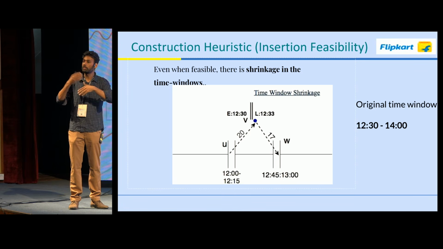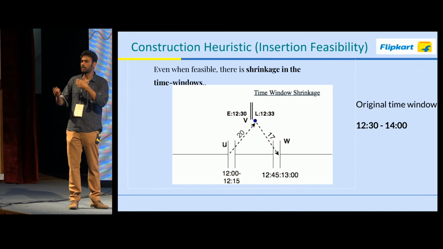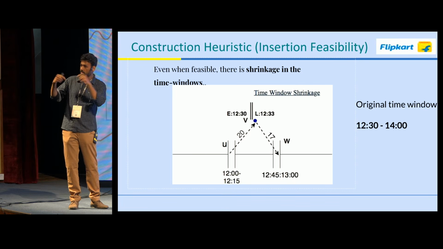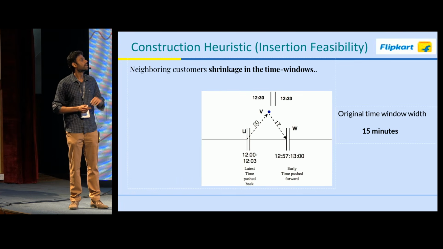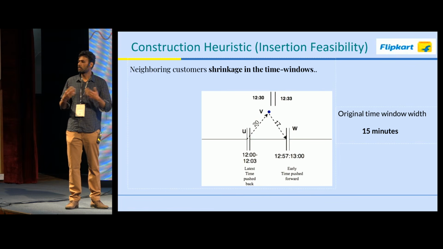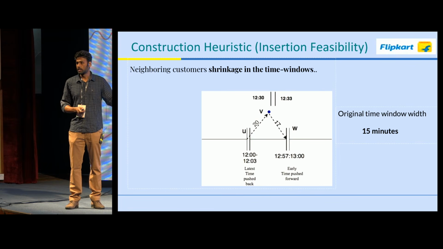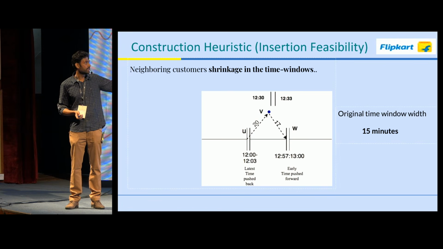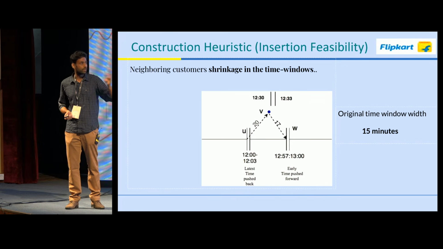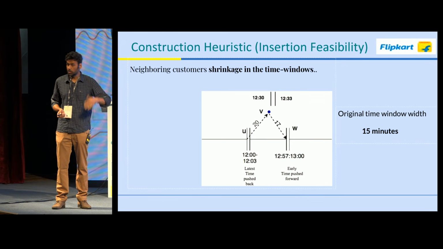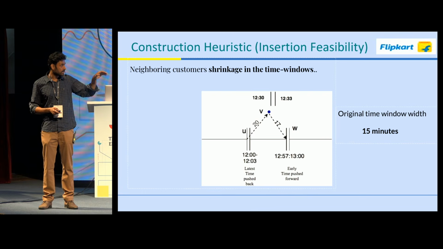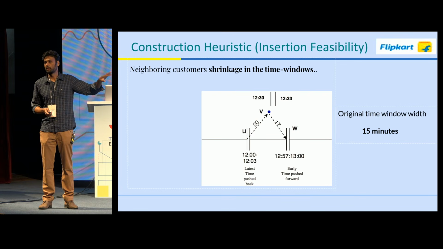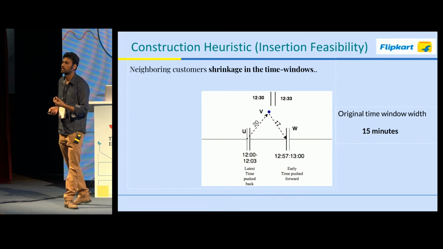So you have to keep updating the time windows as we keep inserting customers, not just for the customer that you're going to insert, which we'll see next. Let's go ahead with this, right? Let's say it's 12:30 to 12:33, we insert that customer. It doesn't stop there. If you look at W, it takes 17 minutes to go from V to W. The earliest you can start from V is 12:30 plus 10, 12:40. So the earliest you can get to W is 12:57. Now, originally the window was 12:45 to 13:00, 15 minutes. It shrunk down to 3 minutes, right?